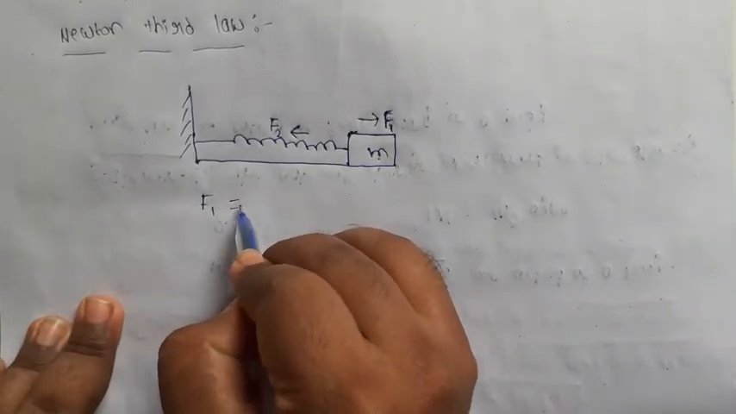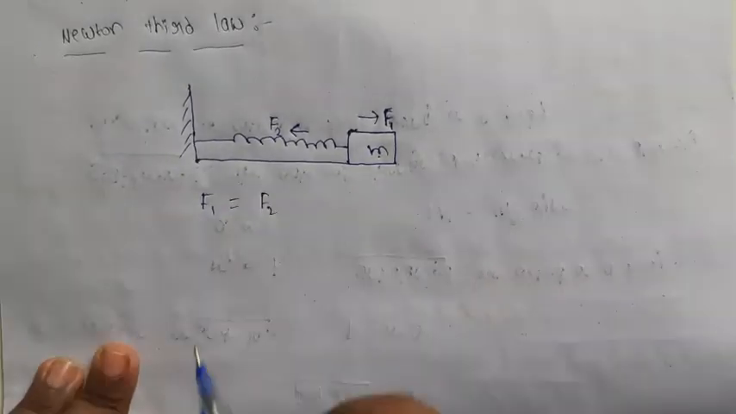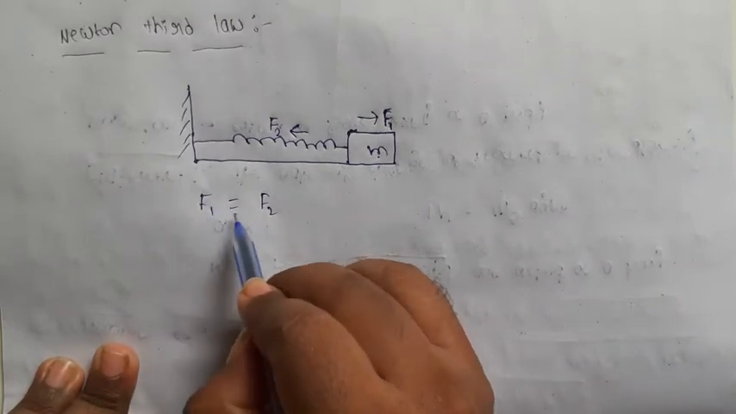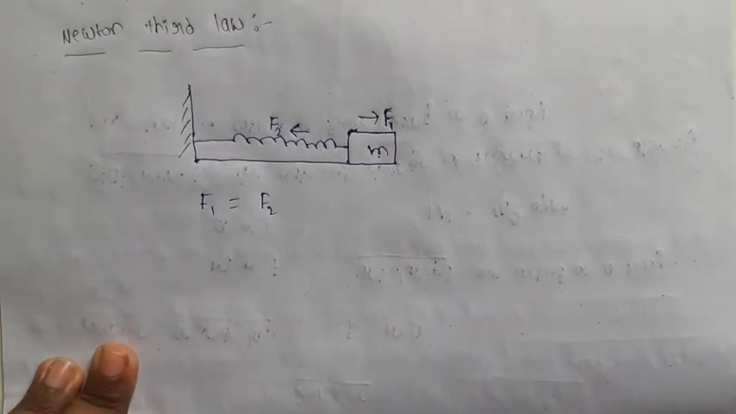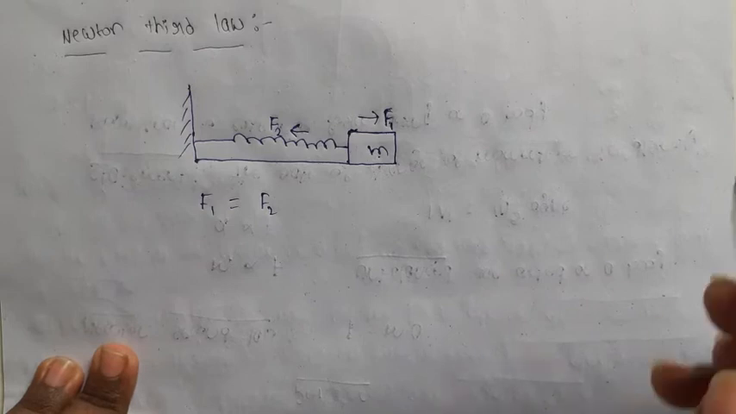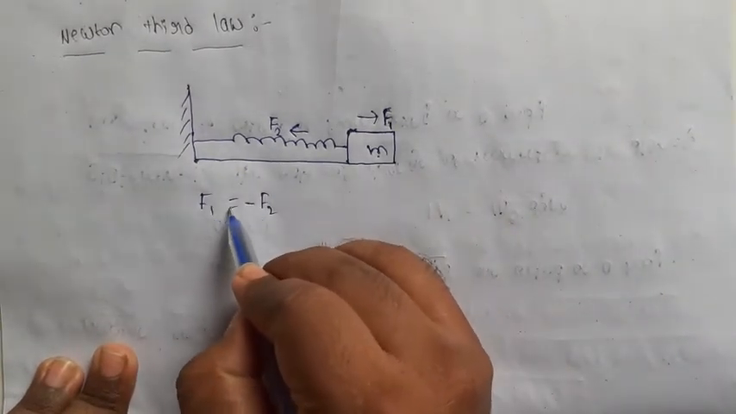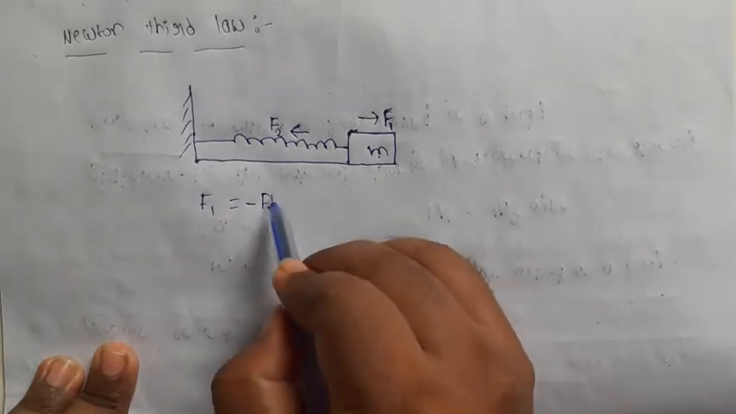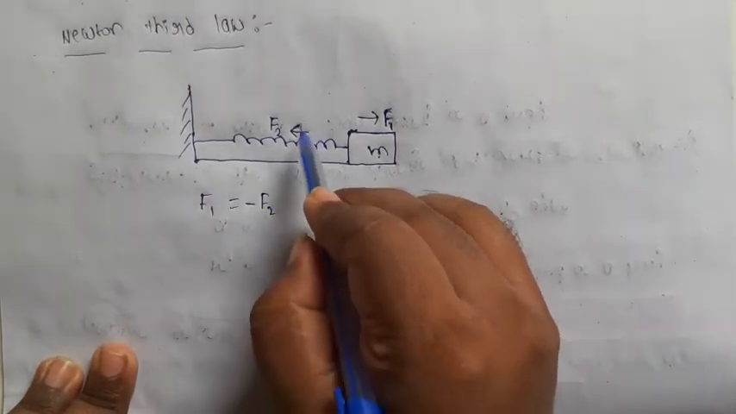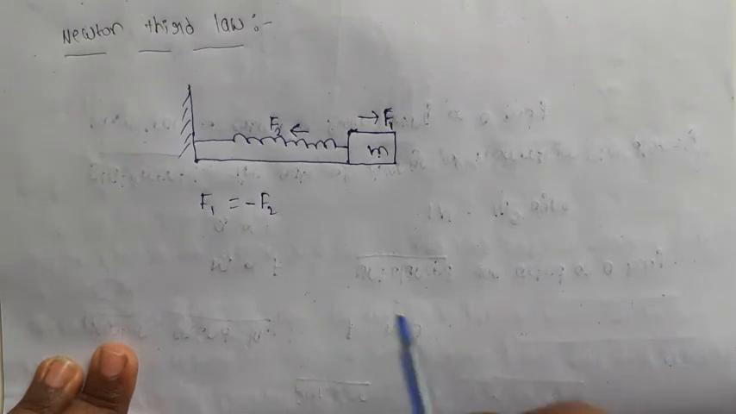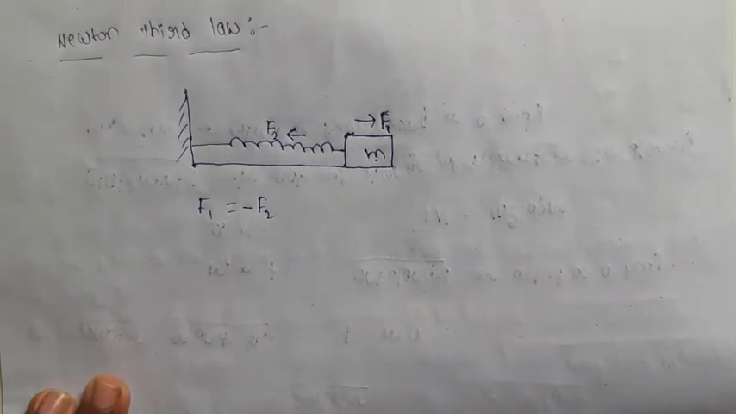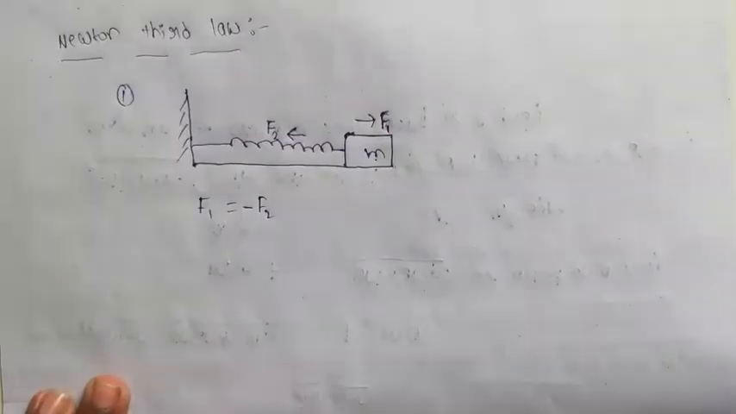F1 equal to F2, the magnitudes of both forces are the same, but they act in opposite directions. So F1 is equal to minus F2. F2 here acts in the opposite direction of the force. This is one example.